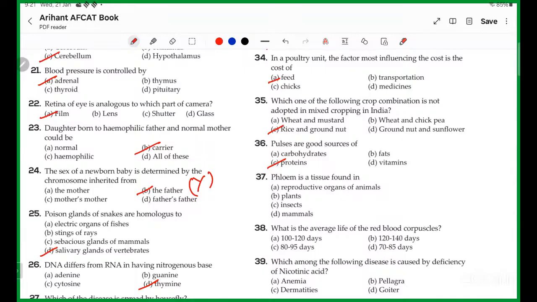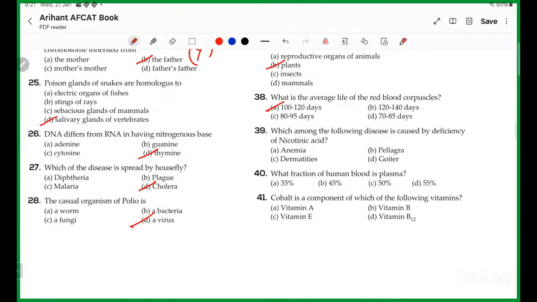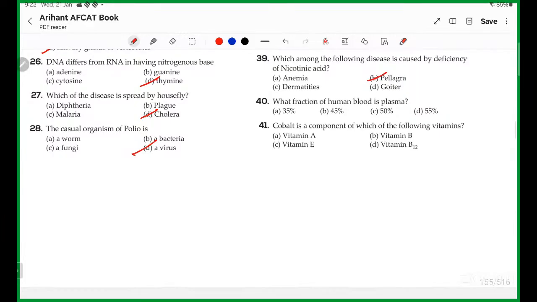Phloem is tissue found in plant. Plant with an average life of 100 to 120 days? Which of the following disease is caused by deficiency of nicotinic acid? Pellagra. What fraction of human blood is plasma? 55%.